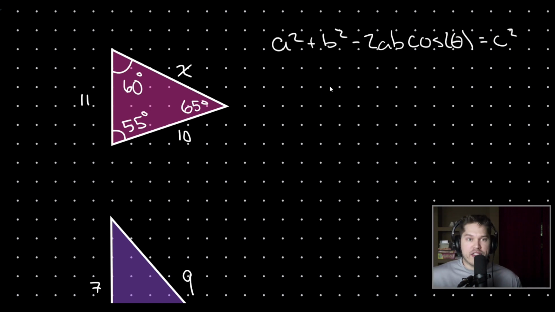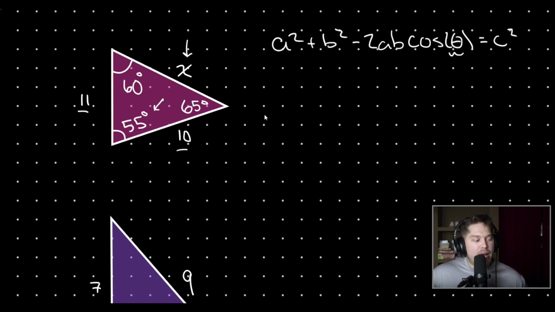So how are we going to plug everything in? What is a, what is b, what is c, and what is theta? We have a lot of sides and angles to work with, and we want to make sure everything gets into the right spot. The theta in the law of cosines is always opposite the side in question. In this case, our unknown side is x. Therefore, theta will be the 55 degrees. And our a and b are going to be 11 and 10. We can pick which one's a and which one's b.